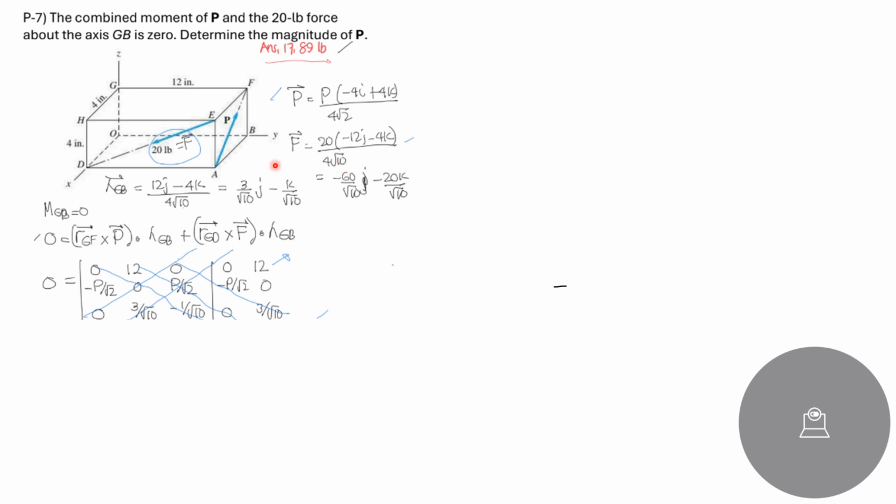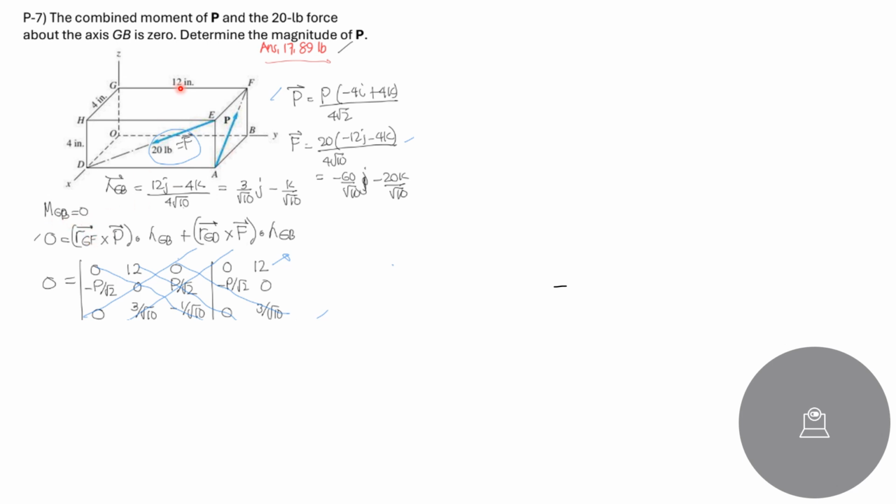While the unit vector of axis GB, as indicated here, we have to set up axis GB. G to B is directed rightward along Y, so that's 12j, then downward along Z, and that's negative 4k, divided by square root of 12 square plus 4 square, again, that's 4 square root of 10. Or simplifying, that's 3 over square root of 10 j, then minus k over square root of 10. So the summation of moment about axis GB equals 0, or moment GB is 0.